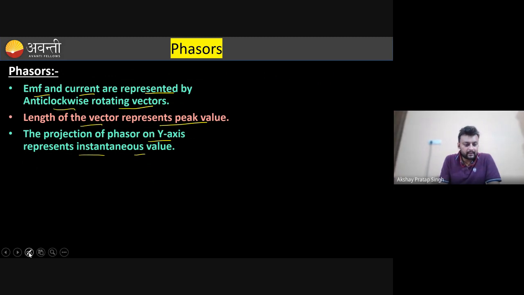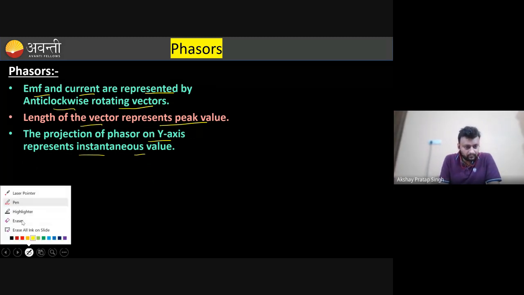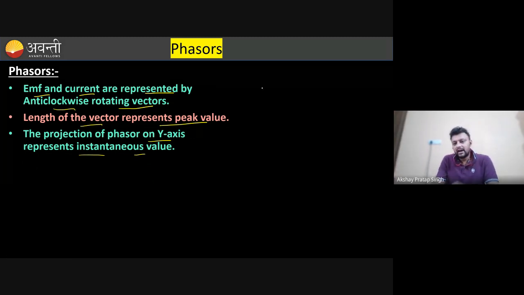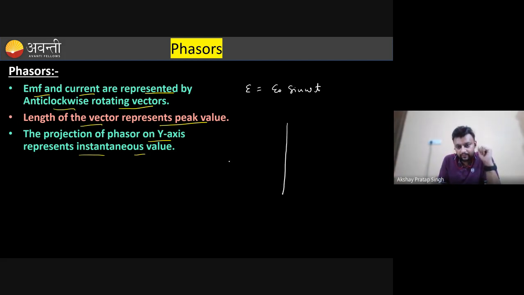Now listen to me. Suppose you have an equation E equals E naught sine omega t, and you want to draw a phasor for this. What you can do, first of all, is draw the XY axis. Clear? Draw the X and Y axis. This is your X axis. This is your Y axis.